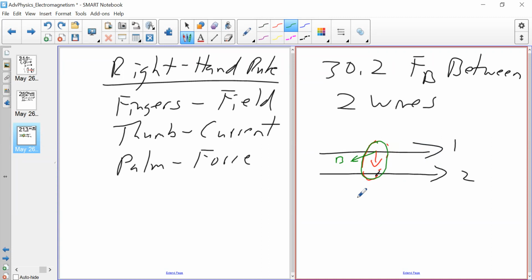So if we were to make this empirical, the force on wire 1 is going to be equal to the current in wire 1 times the length, it's the same length, and produced by the magnetic field from wire 2. So you'll see that the L's are the same, and this will be I1 and I2.